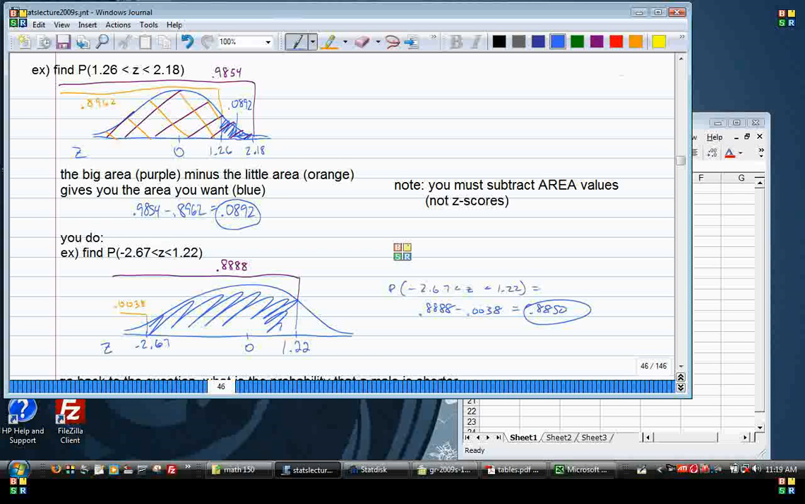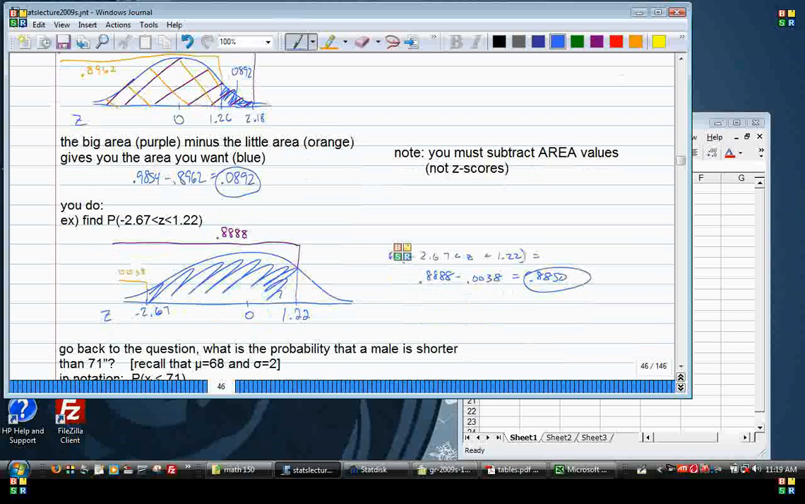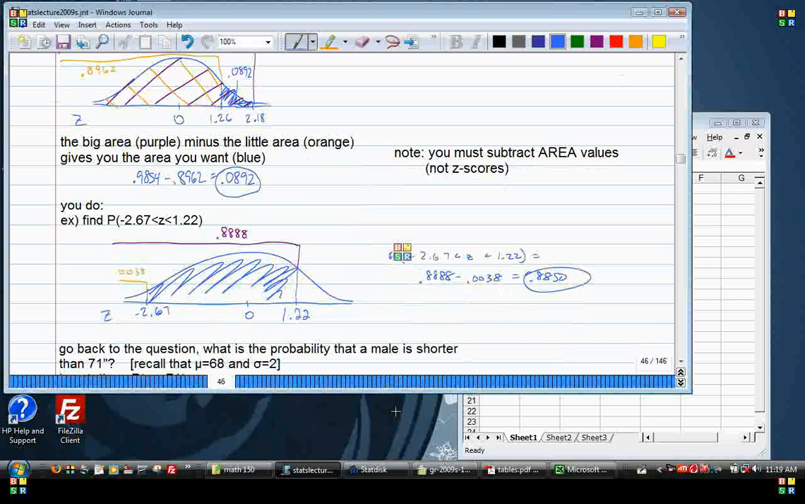So now I'm going to take this problem and step it up a notch. What is the probability that a male is shorter than 71 inches? Again, remember, this is just an extension of what we were talking about last time. We said the average male height we're taking to be 68 inches, and the standard deviation we're taking is 2.